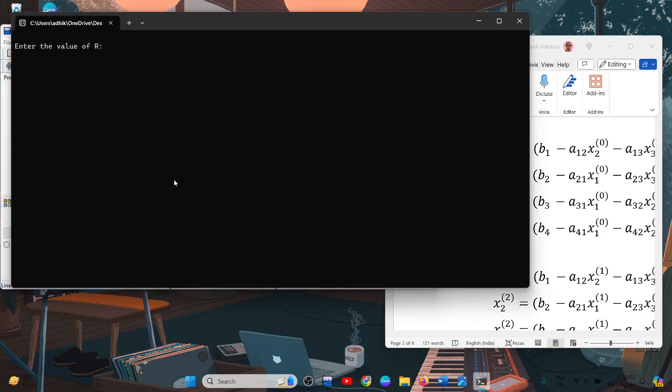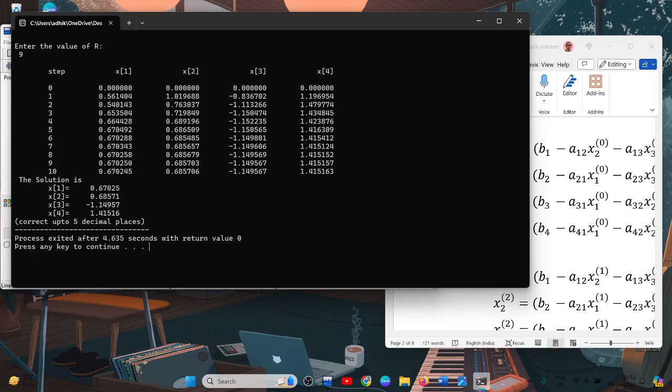Enter the value, put here 9, and after the steps, the solution is x1 equal to this, x2 equal to this, x3 equal to this, x4 equal to this. You must check these values of x1, x2, x3 in the given equations, and see whether they satisfy them or not.